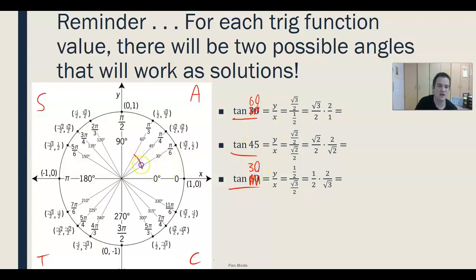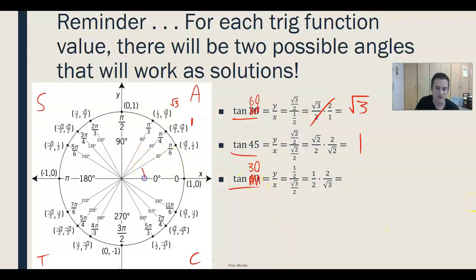So the tangent of 60 degrees here is y over x, or square root of 3 over 2 divided by 1/2, which is equal to, when I multiply by the reciprocal, square root of 3 over 2 times 2, which is equal to the square root of 3. So I'm going to write my tangent values over here in red. My tangent value for here is going to be the square root of 3. Tangent of 45, this one's really handy because since y and x are the same, when I divide them, I get 1. So the tangent of 45 degrees is 1.